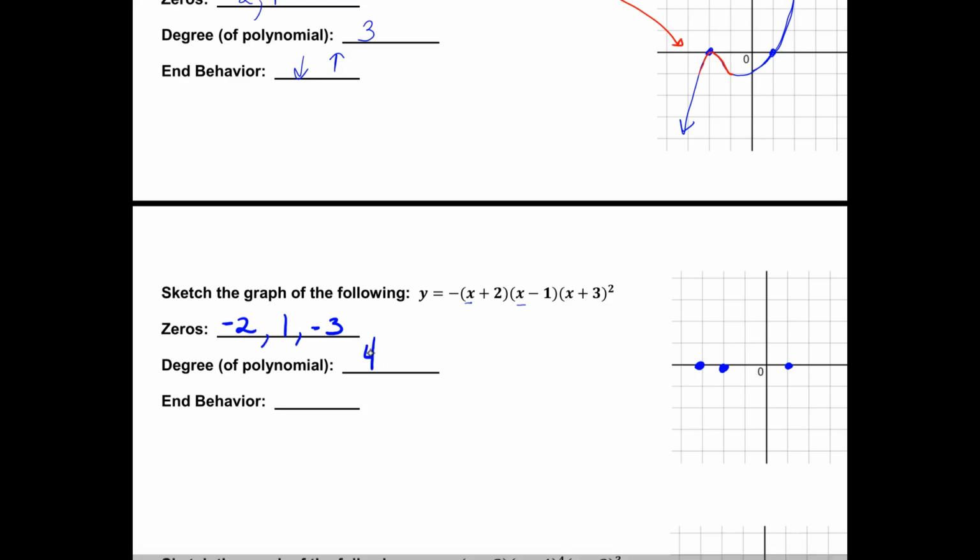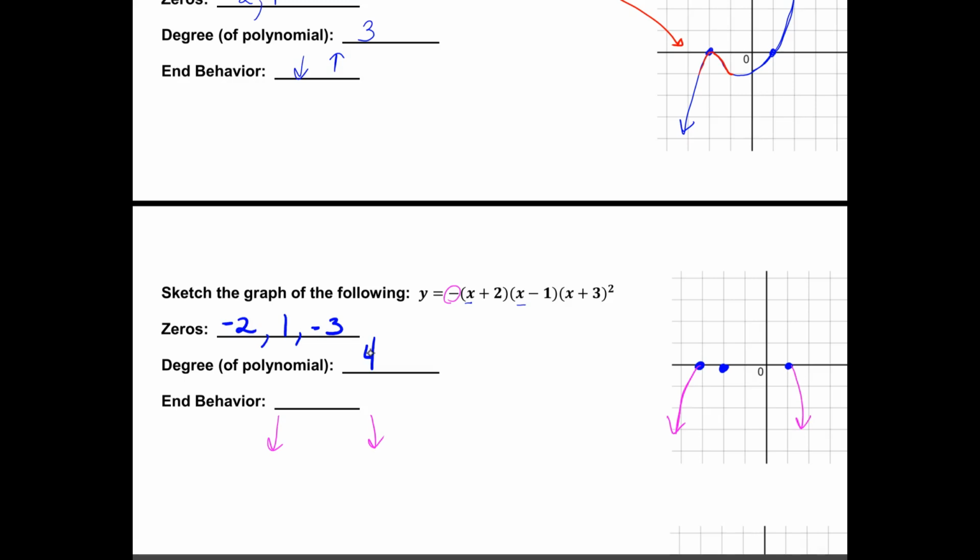I have a negative leading coefficient. So what does that mean about the end behavior since it's an even degree with a negative leading coefficient? Down, down. So right away, I know that I can draw the ends of the graph as down, down.